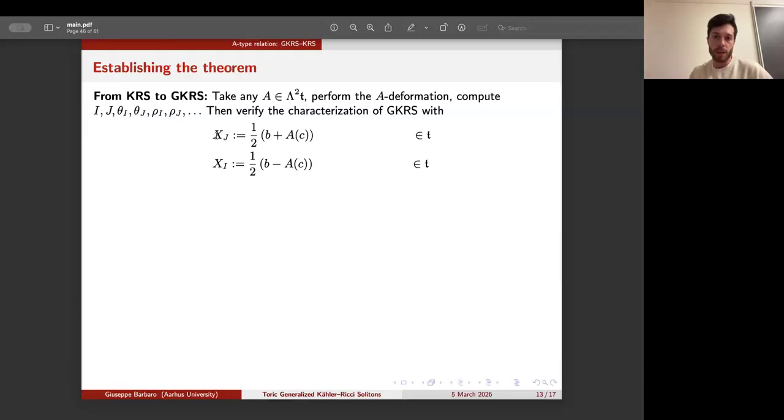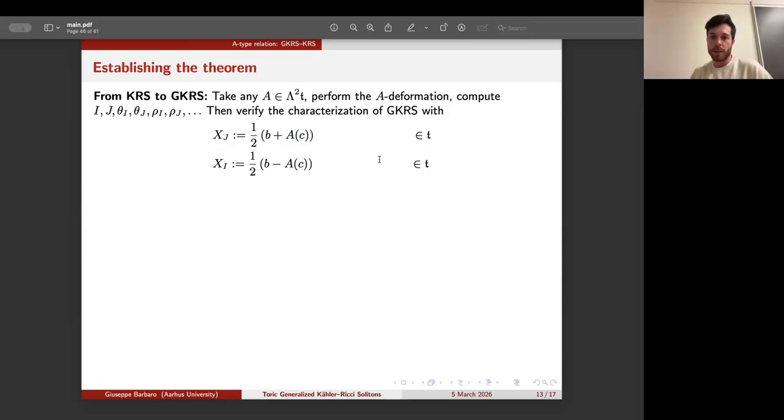So what I mean here is you define xj in this way, b plus ac, and this is b minus ac. By definition, b is something in the torus, c is in the dual of the torus, so ac is in the torus. So these vector fields, you already know they're Killing holomorphic. What you have to check is that when you take the Lie derivatives of omega with respect to them, you get the Bismut-Ricci form. This was the characterization of generalized Kähler-Ricci soliton. I mean, half of it.